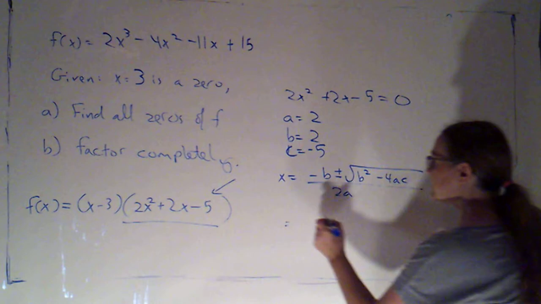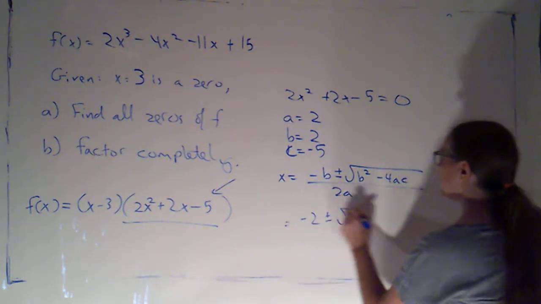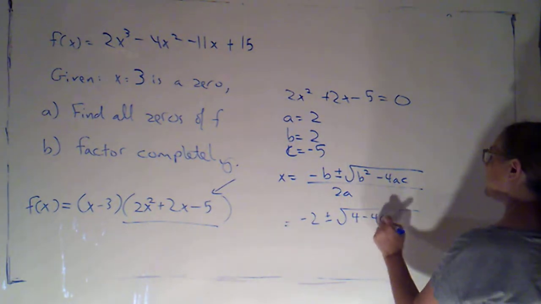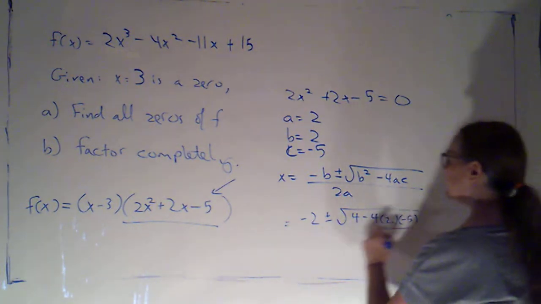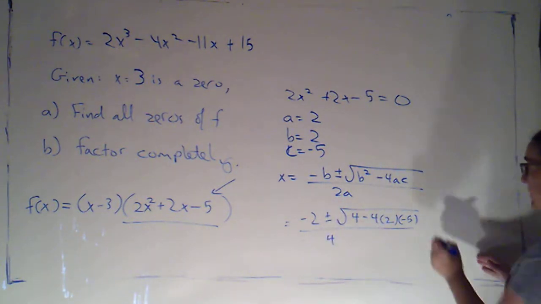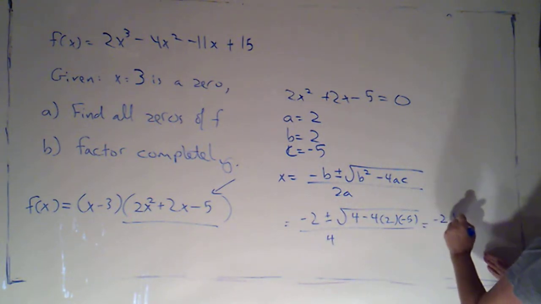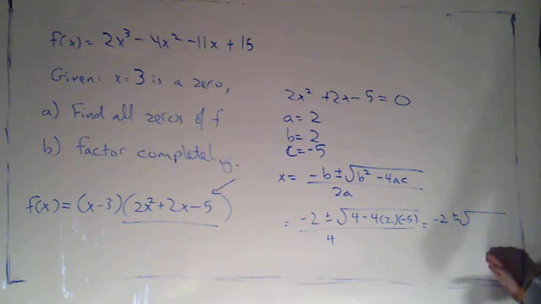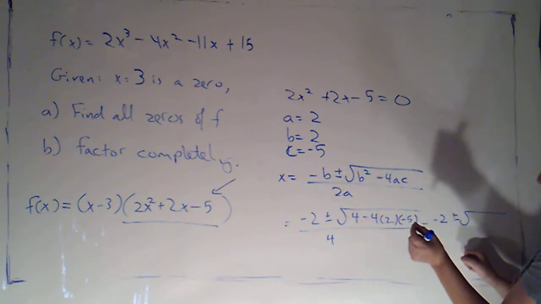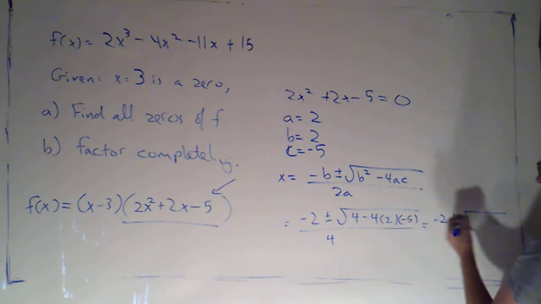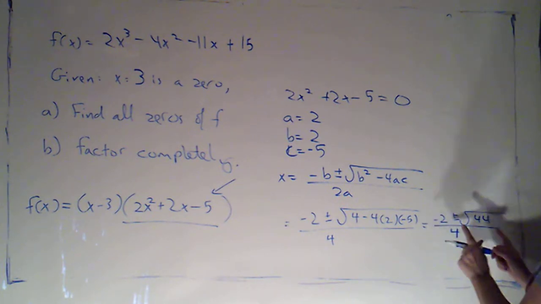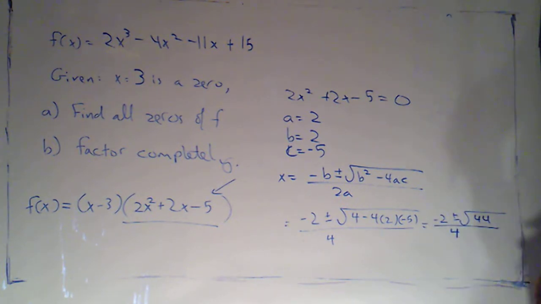Substituting in, the opposite of b will be negative 2, plus or minus the square root of 2 squared is 4, minus 4 times 2 times negative 5, all over 2 times 2 is 4. Now, that becomes negative 2 plus or minus the square root. These two negatives will cancel, so that's going to become 4 plus 8 times 5 is 40, so that's 44, all over 4. Now, I do need to simplify that.